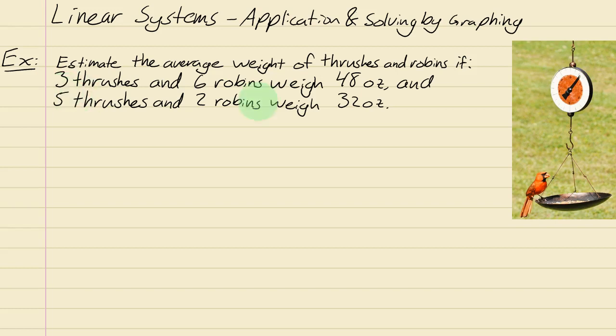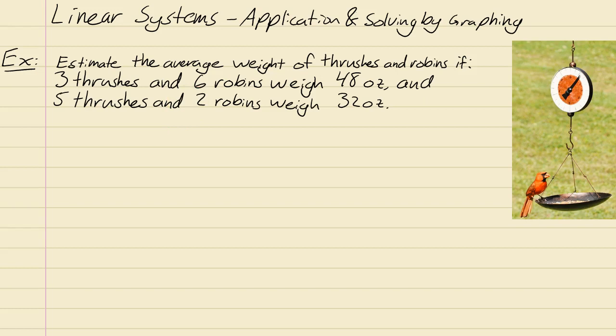And so you have a bunch of birds on it at one time. You probably have this set up with a camera in the woods if you're a real biologist, trying to get all the data you can, and you can count how many birds are on the scale using your camera after it's been recorded. Anyways, at one point there's 3 thrushes and 6 robins, and the total weight of those 9 birds is 48 ounces. And then there's 5 thrushes and 2 robins, and the total weight of those 7 birds is 32 ounces.